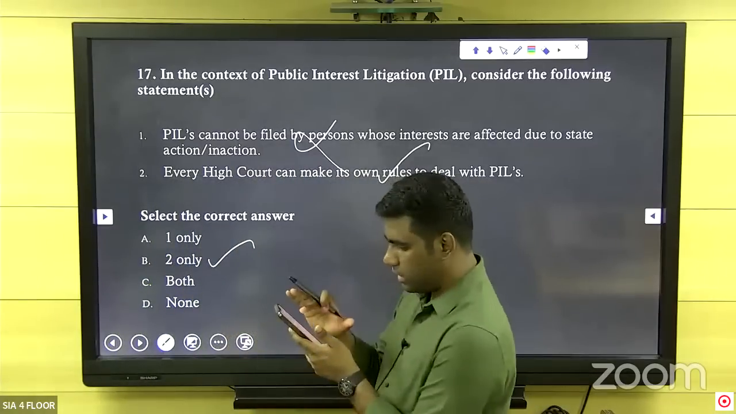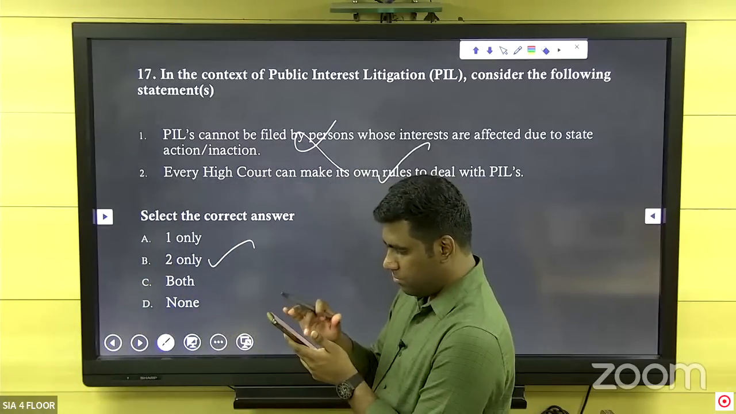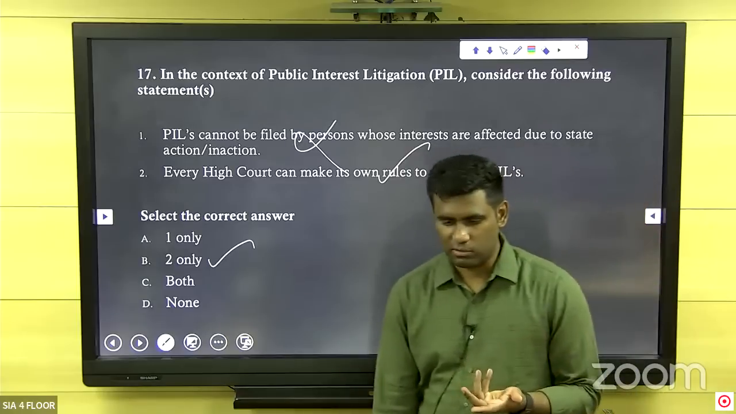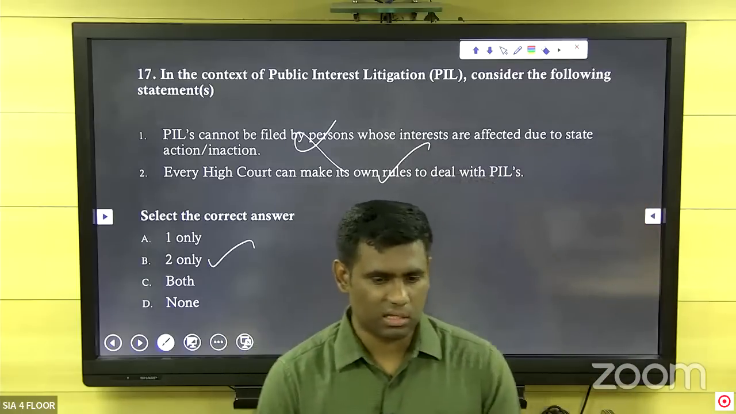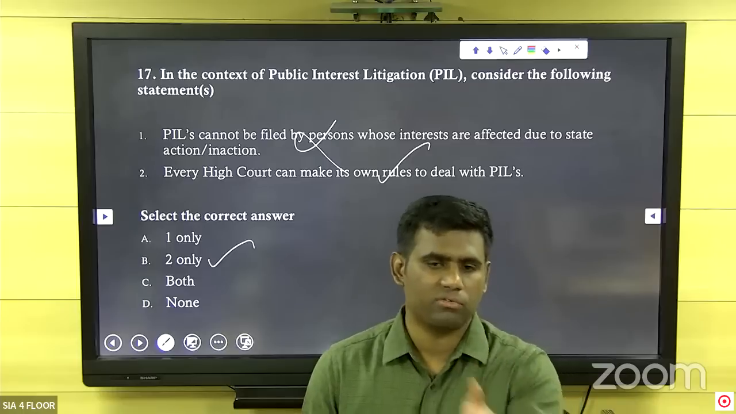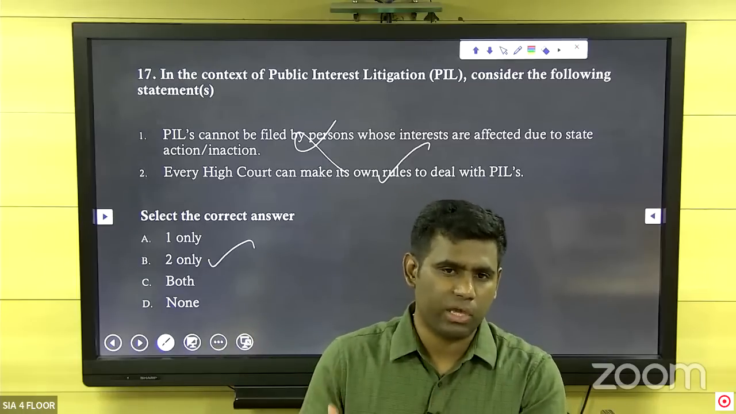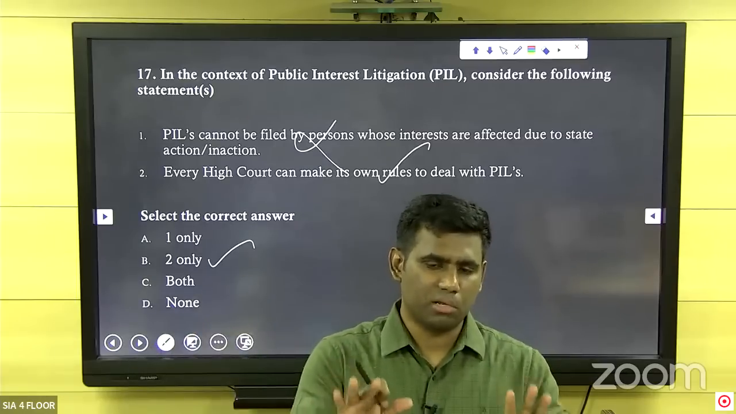So B, Bombay, is the right answer. Please explain PIL again. PIL I cannot explain again because we don't have the time. Public interest litigation is basically how you move the court on behalf of someone else whose fundamental right has been violated because the state has failed to take care of their needs. That is public interest litigation.